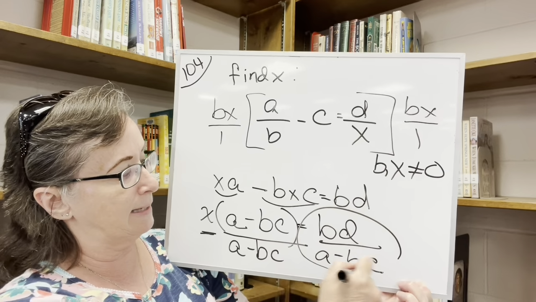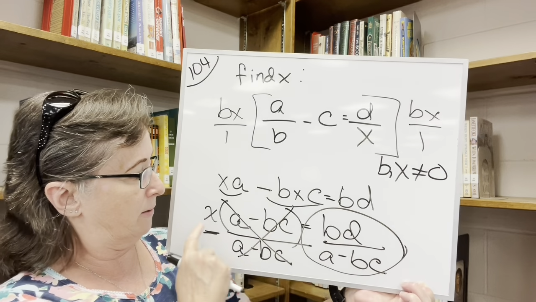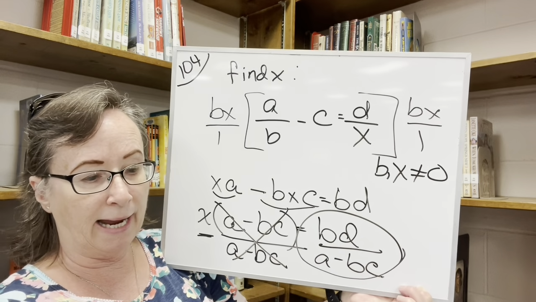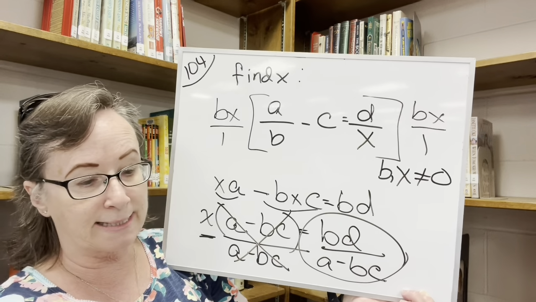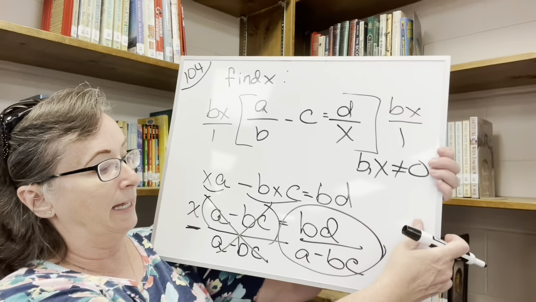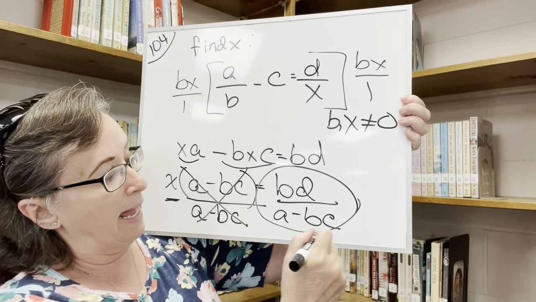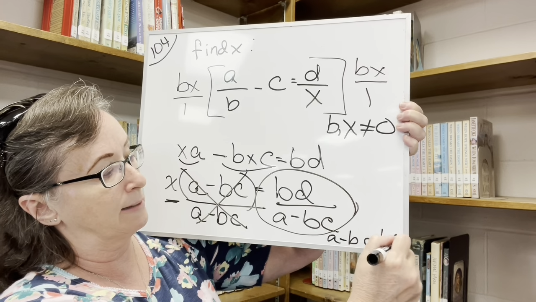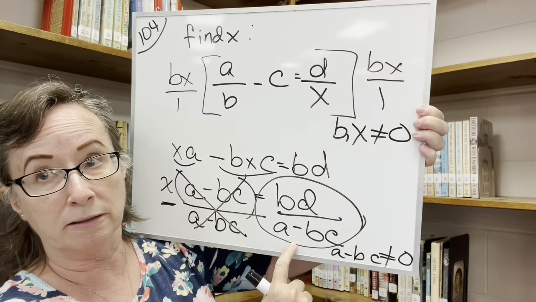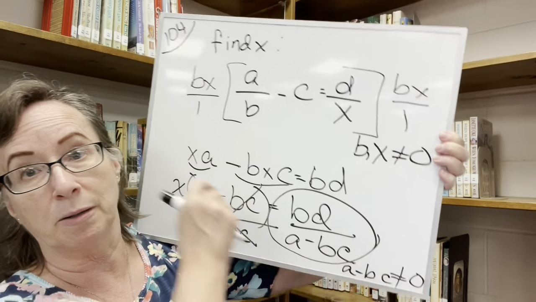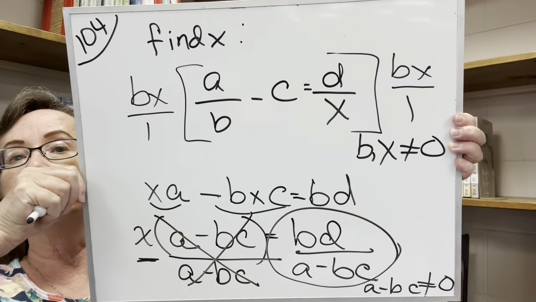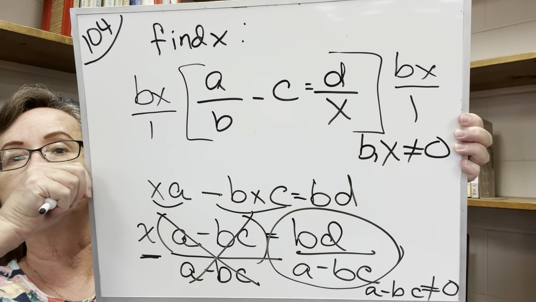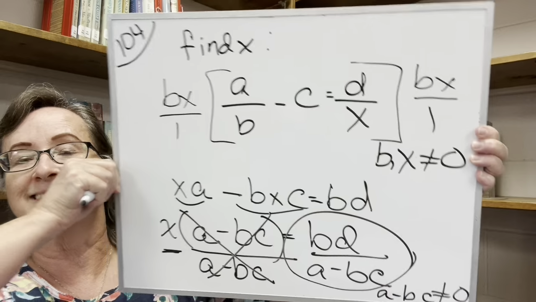And this cancels, so x is bd over a minus bc. And that's correct. If you look in your book, that's exactly what they have. And then you're going to say what? a minus bc cannot be 0 because it's your new denominator, and denominators we cannot divide by 0. And there you have it.